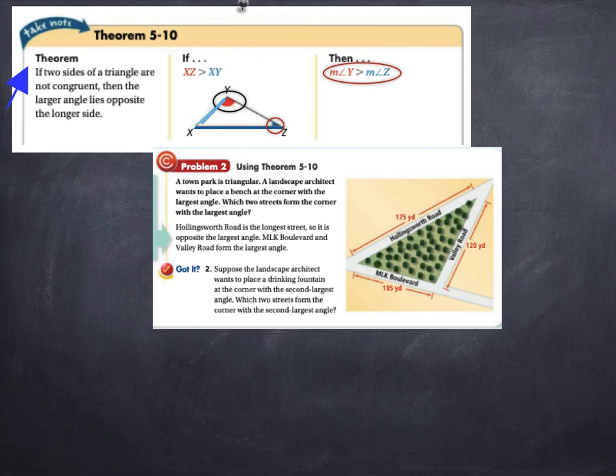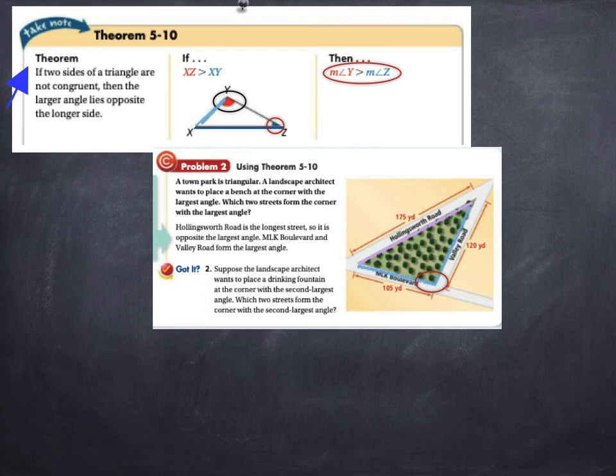So in order to know where the largest angle is, we need to see the longest side. So in this figure, Hollingsworth Road is the longest side, therefore the angle opposite to this road is the largest angle. So what are the two streets that form the corner of this largest angle? It will be the MLK Boulevard and the Valley Road.